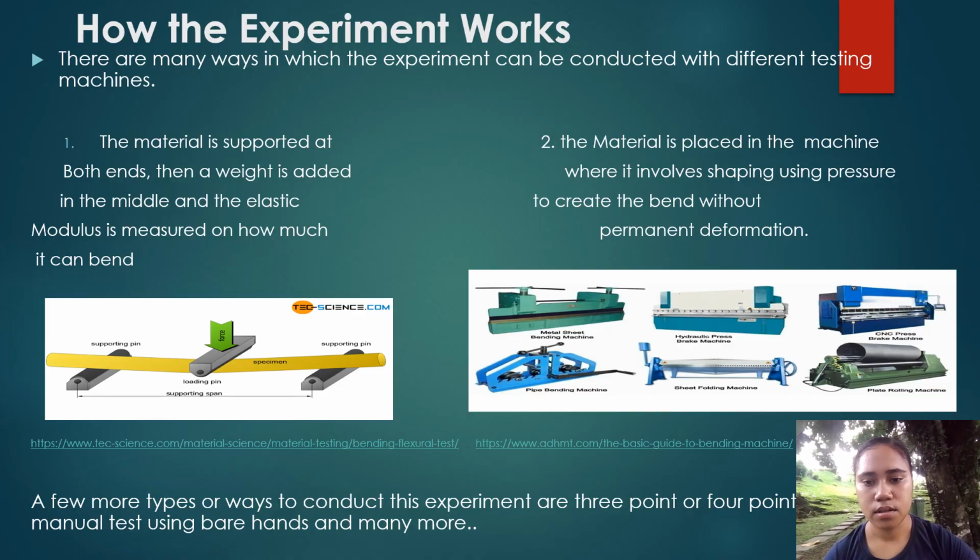For the second one, the material is placed in the machine, where it involves shaping using pressure to create a bend without permanent deformation. A few more types or ways to conduct this experiment are the 3-point or 4-point bending test, a manual test using bare hands, and many more.